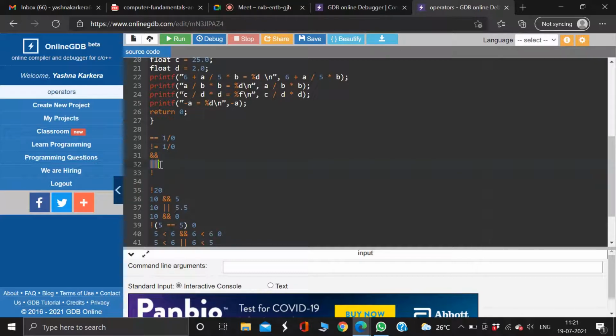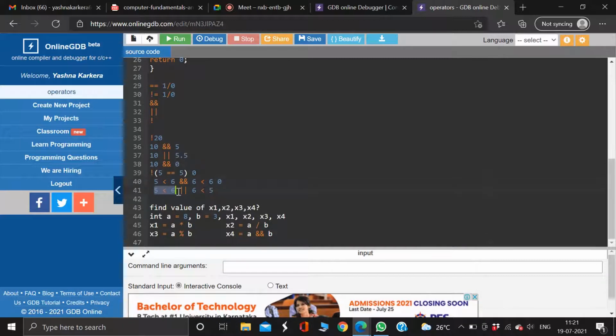For the or operator, at least one condition has to be true. That means if I have two conditions here, at least one of them has to be true, and then the result will be true. True means 1, false means 0. So if the condition evaluates to true, you get the output as 1. If it evaluates to false, you get 0. So you have to check that. This exclamation mark means not, which just checks things like not 20, not 10.